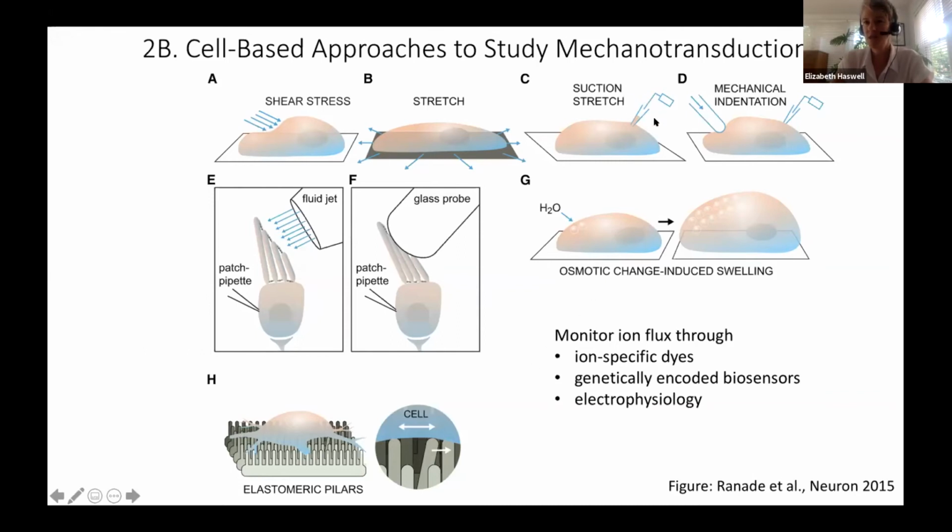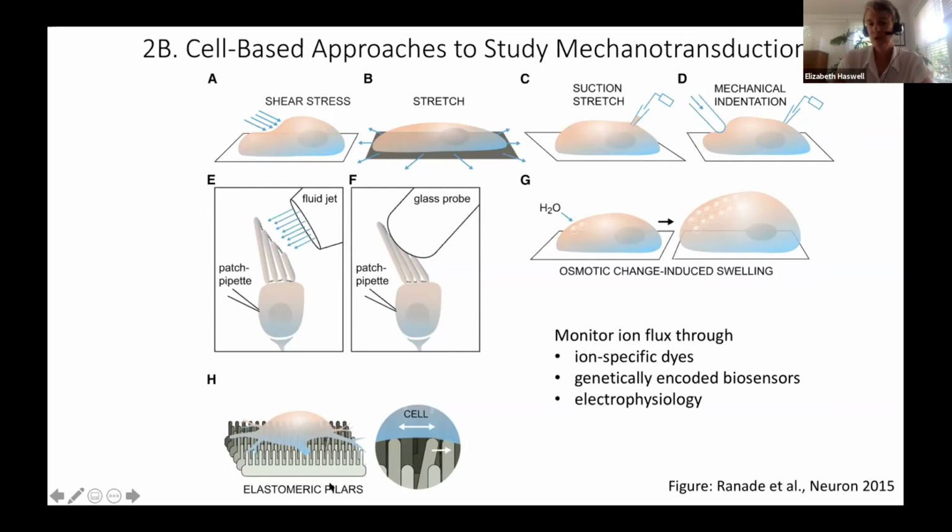This is the electrophysiology that we do, where you pull a patch and you apply suction, but you can also monitor current across the membrane when you poke a cell with a glass rod. You can spray fluid. These are specific to hair cells from the inner ear, like I was telling you about. You can dislodge these hair cells with fluid or with a glass probe. Then you can also do osmotic swelling.